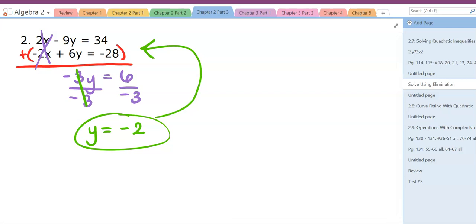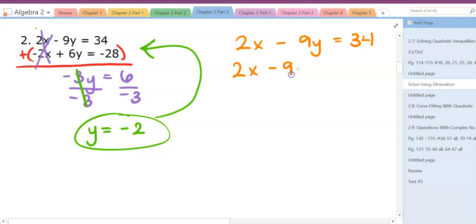Now this time I don't have a super nice one like number 1 where we had just like x plus y. So I am going to have to do a little bit of work regardless of which one I decide to do here. So let's go ahead and just use the top one. So it says 2x minus 9y equals 34. We're going to start by plugging in that negative 2. So 2x minus 9 times negative 2 equals 34. So I have 2x plus 18, because double negatives there, equals 34.